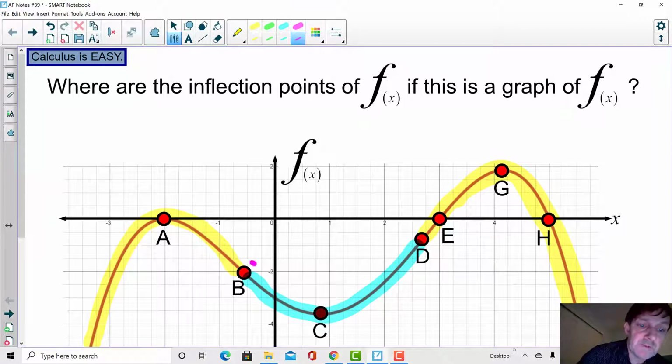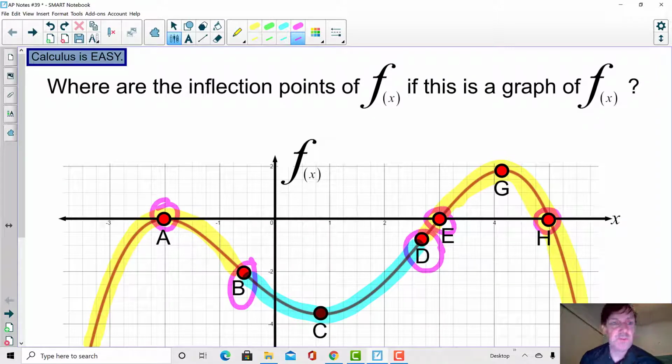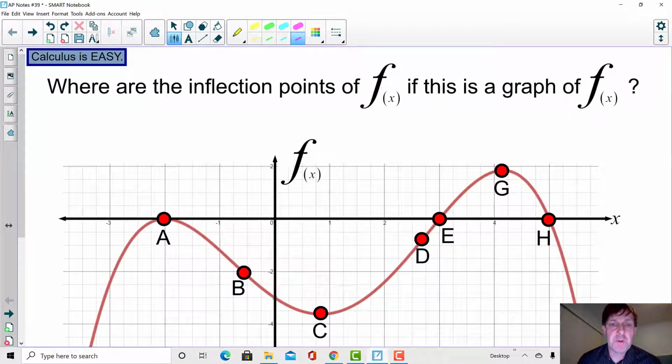Should be obvious. It's going to be point B and point D. Now I want to point out that A, E, and H are all just zeros. Okay, now we're going to take this exact same graph and pretend that it was f prime.